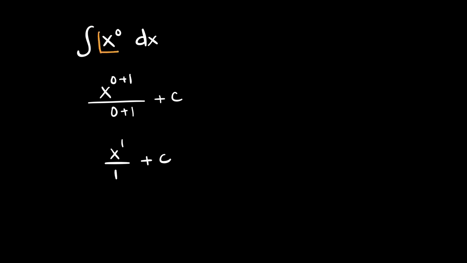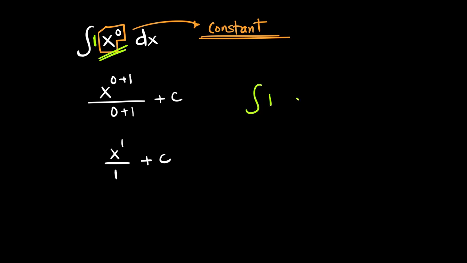We know that any variable raised to the power of 0 is basically a constant, a term independent of x, which means that over here, basically a 1 was written. And when we integrate 1 with respect to x, it becomes x plus c. Similarly, if I want to integrate 2 with respect to x, it will become 2x plus c. Why? Because x raised to the power of 0 is written over here.